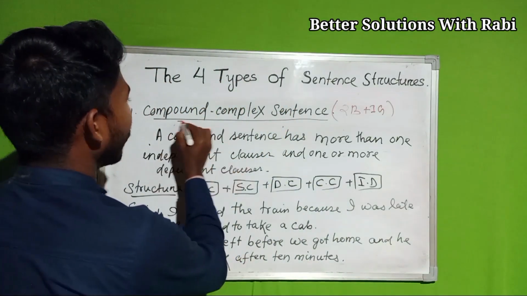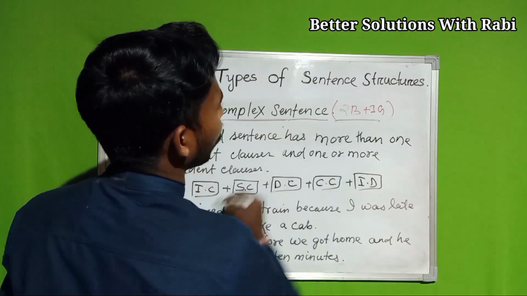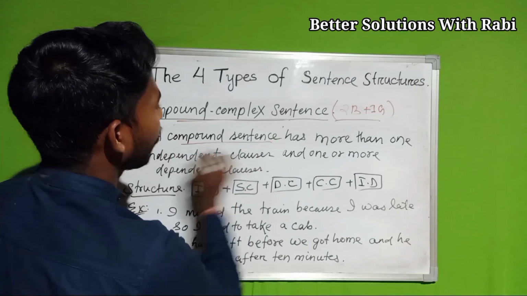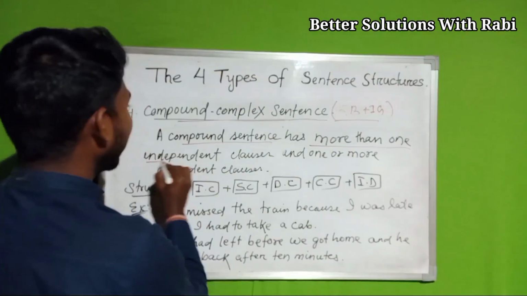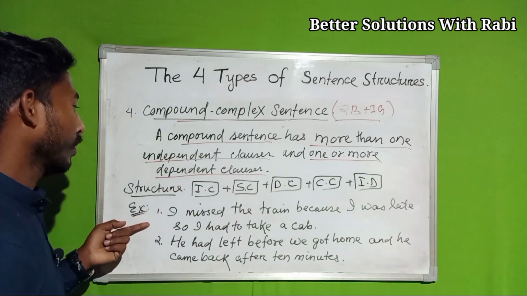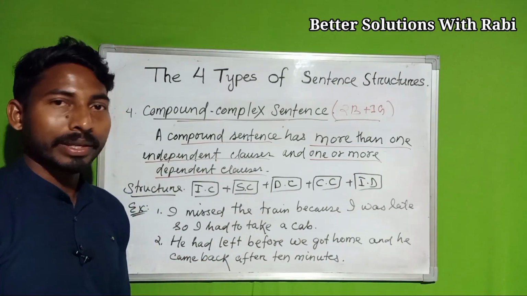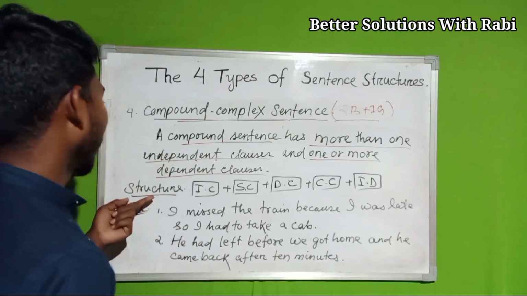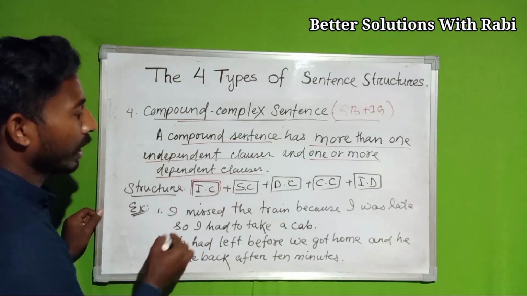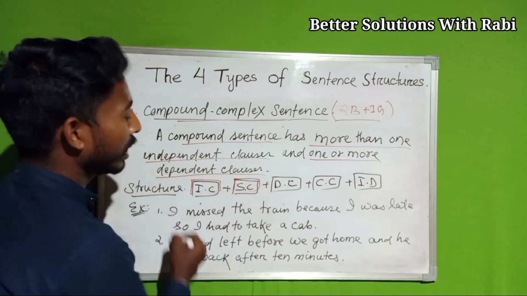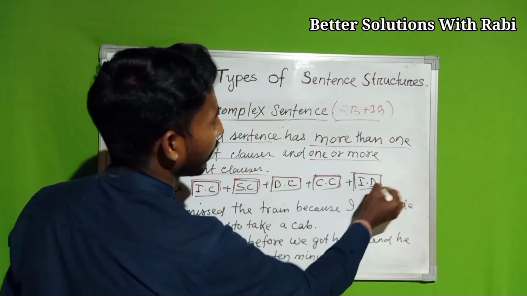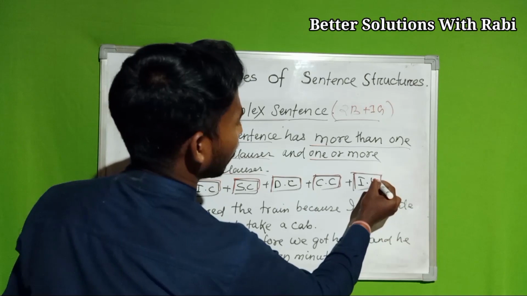compound complex sentence. Okay, that is compound complex sentence, and here we have two boys and one girl. We know it already, and let's define it. A compound complex sentence has more than one independent clause and one or more dependent clauses. Okay, now to understand it in an easier way, let's look at the structure of the sentences. First we'll have an independent clause, then the subordinating conjunction, then the dependent clause, then the coordinating conjunction, and then we'll have the independent clause.